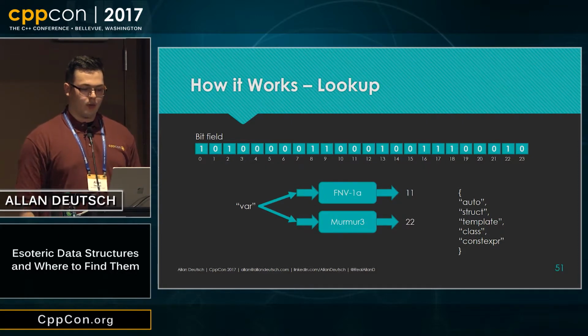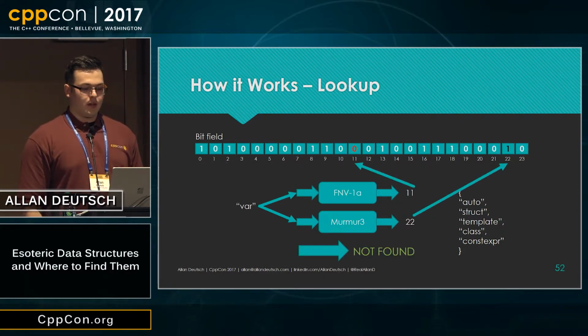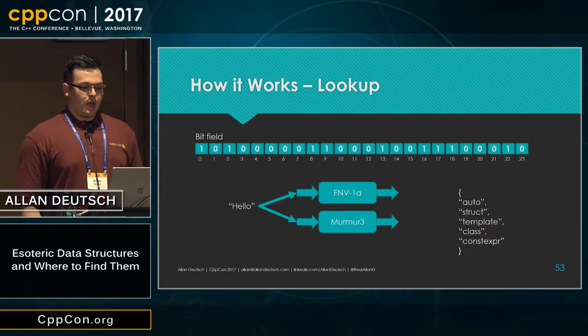Another one would be var. So we can look that up and we get a couple of bits, and we check them, and one of them's set, but the other is set to 0. So we know for sure that that element's not in there, because if it had been inserted, both of those bits would have been set to 1. So another example is hello.